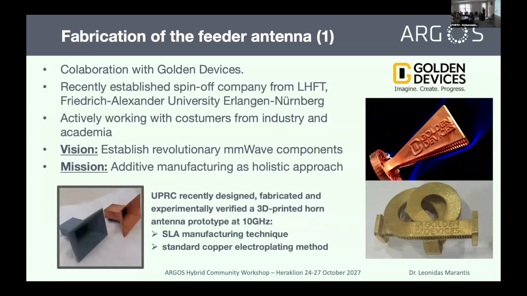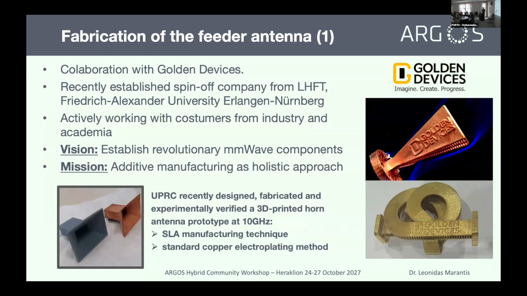And a few words about the fabrication, because we designed this antenna and we want to fabricate it. We will fabricate it in collaboration with a company based in Germany. It's called Golden Devices. I have put a couple of pictures of some designs that we have fabricated recently. We also have some experience in 3D printing horn antennas and metallization. We have done some horn antennas at 10 gigahertz.